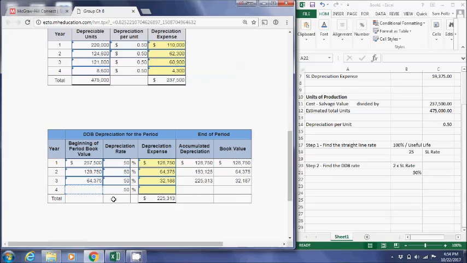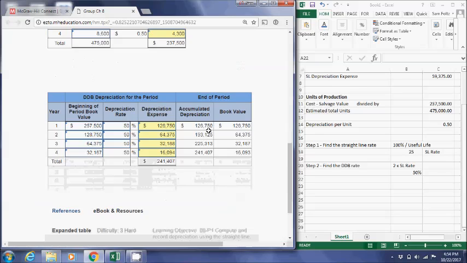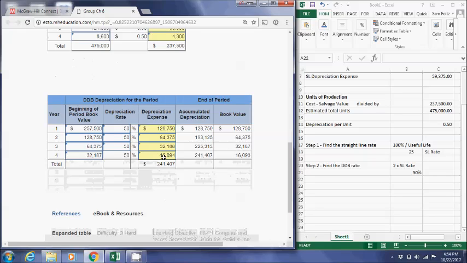It was calculated. So we bring that over, and if we take that 32,187 times 50%, then we're going to get 16,094. And then we look and we have a problem. So we obviously have a problem here. 16,094, and it's leaving us 241,407. So let's just see, and I'm just going to calculate this out so you can see it.